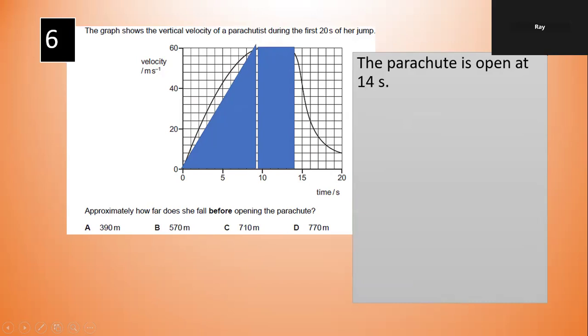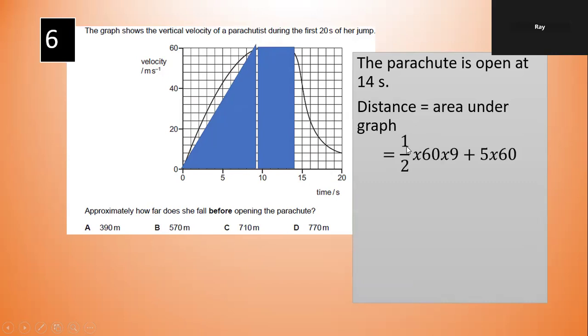So the parachute is open at 14 seconds. Distance is area under the graph. Approximate, you just want as fast as possible. Don't want to be accurate. Area of triangle, that is your base. Base is 9, there's 60 there. Then 5, this is 5. 60. Okay, we got this answer. Ours is an underestimate, but you can see we are quite accurate. B. Okay.